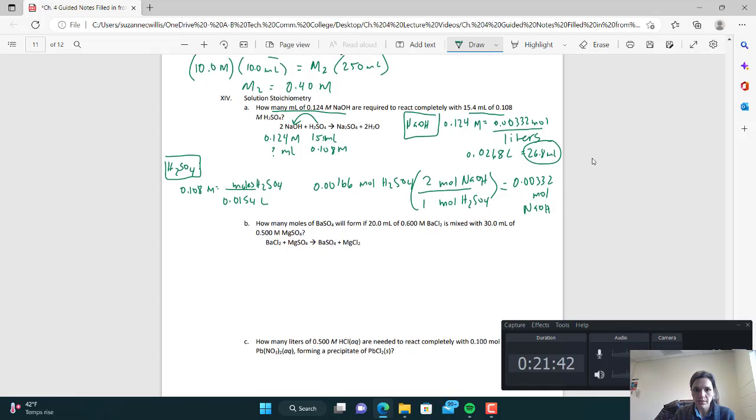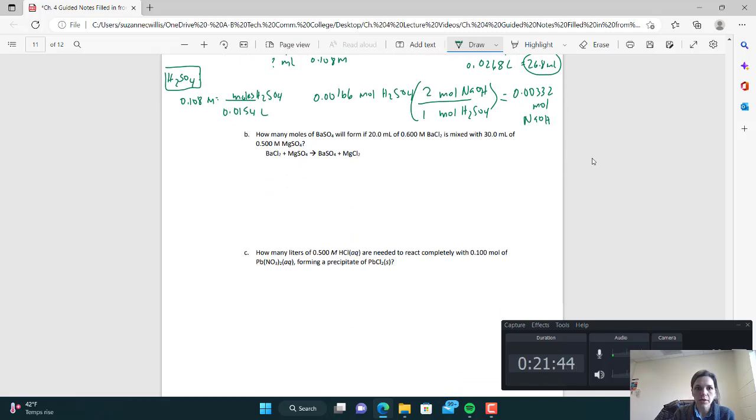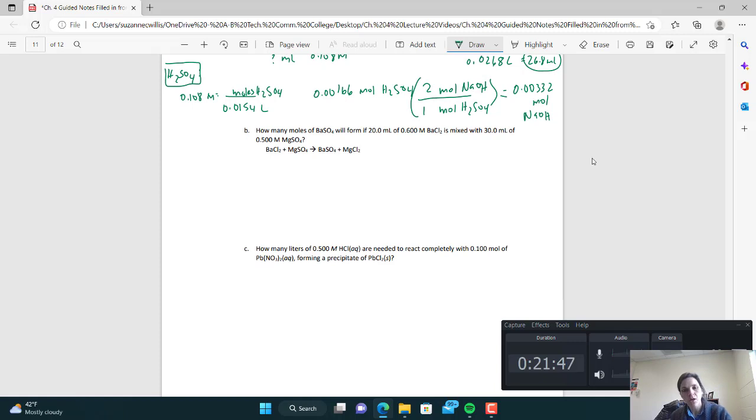So let's look at the next. Okay, how many moles of barium sulfate will form if 20 mils of the barium chloride is mixed with 30 mils of the magnesium sulfate? Okay, so let's just start looking at what we know. Barium chloride, we have 20 milliliters, and it has a concentration of 0.600 molar. The magnesium sulfate is 30 milliliters, and the molarity is 0.500.